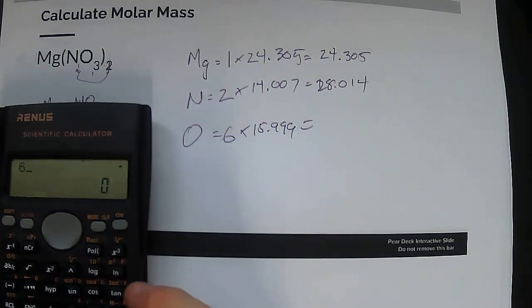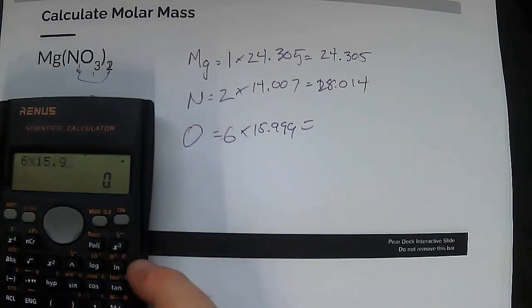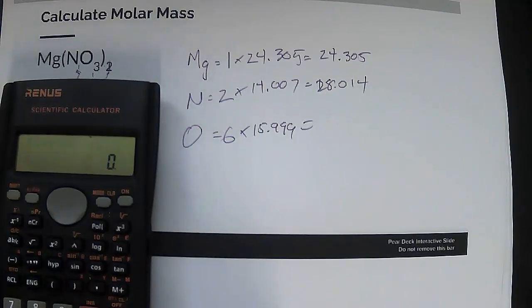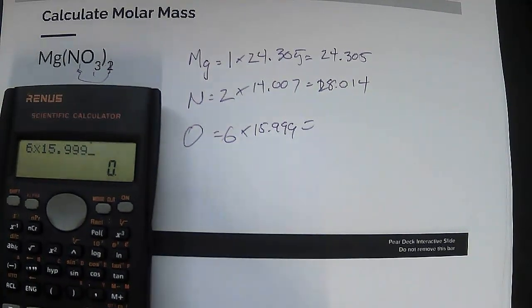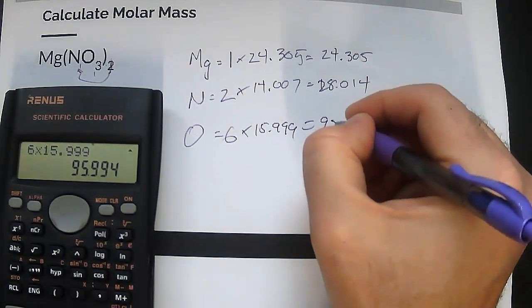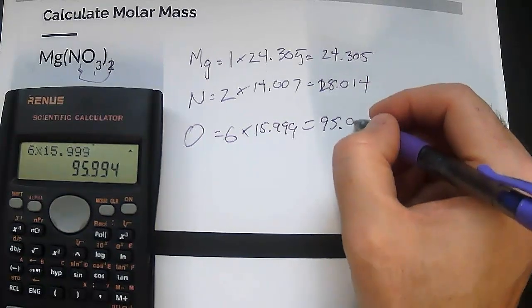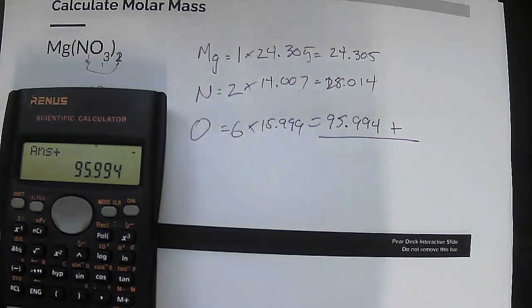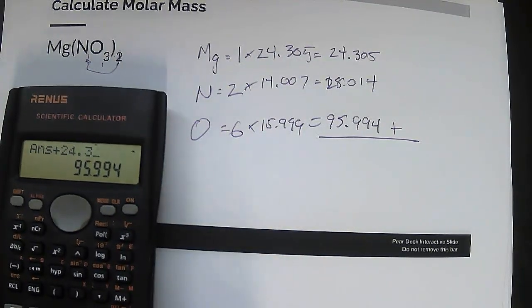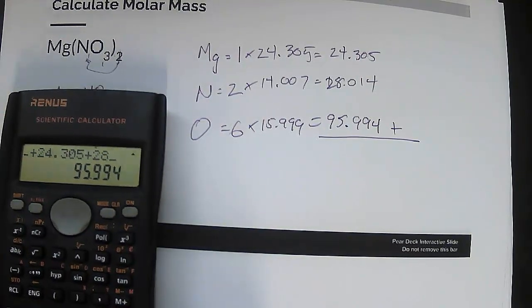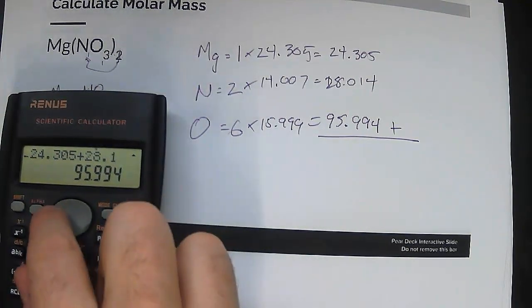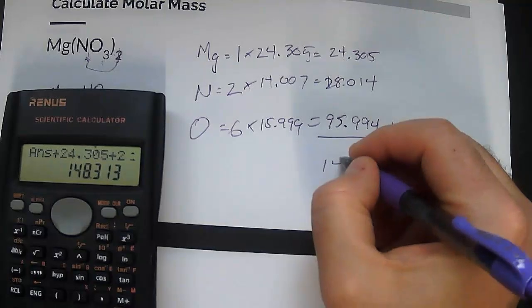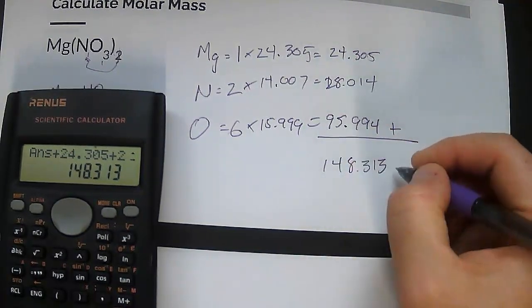6 times 15.999. We get 95.994. We take these and we add them all up. Plus 24.305 plus 28.014. We get 148.313 grams equals 1 mole.